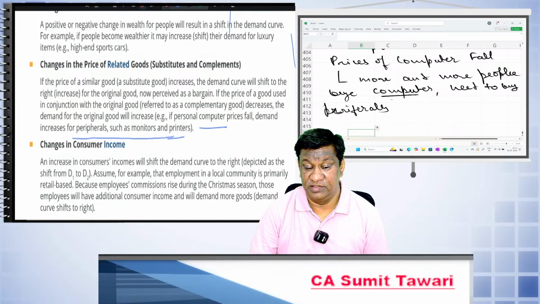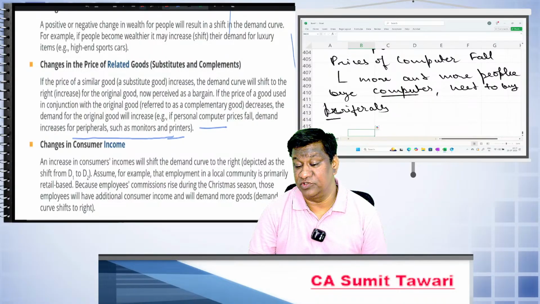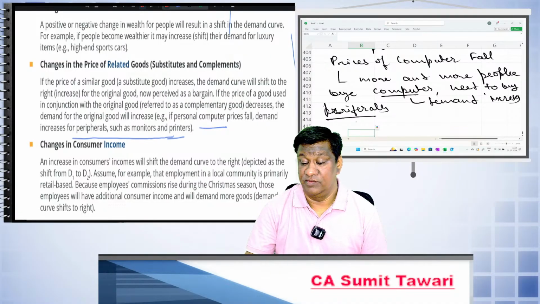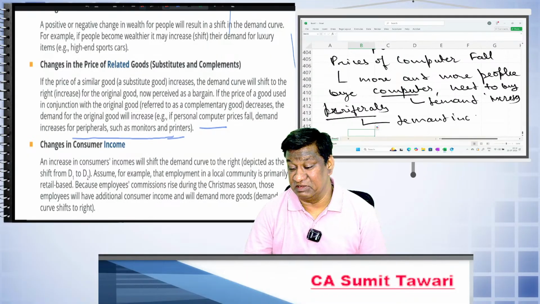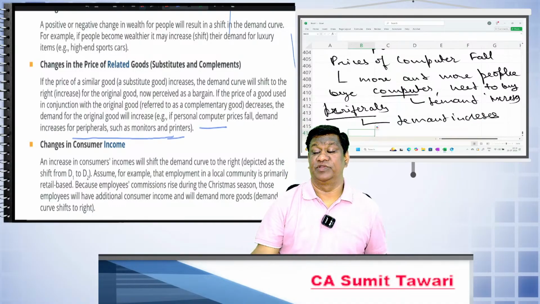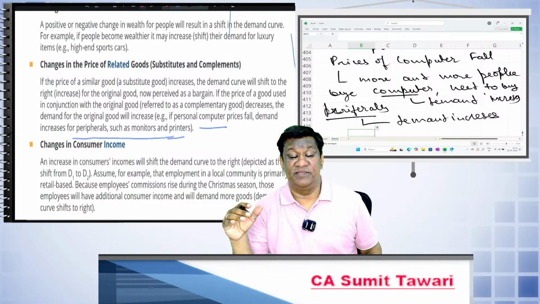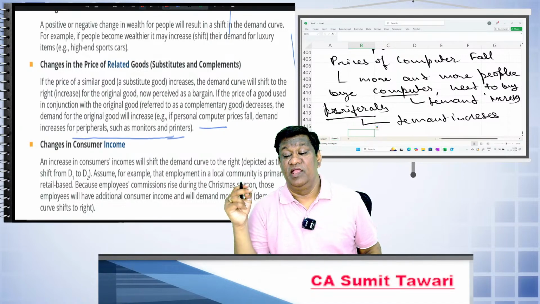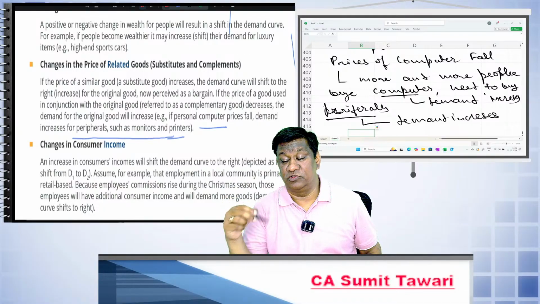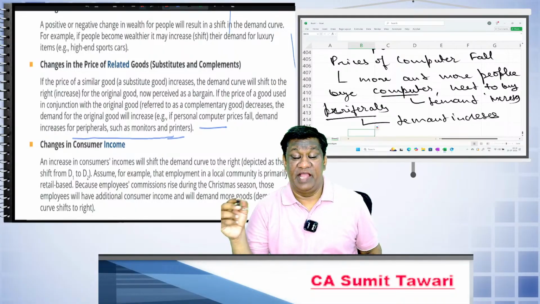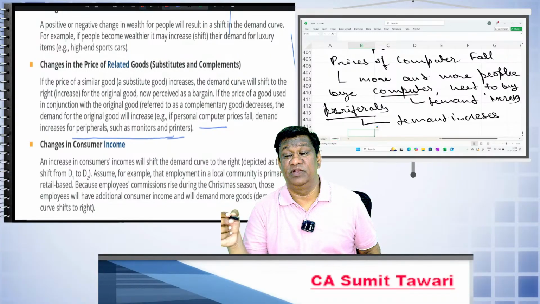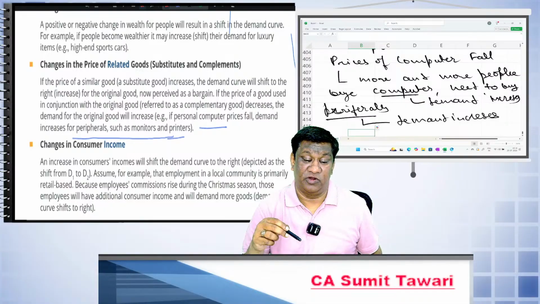Means if you're using the computer, then you need to use some peripherals as well. As the computer demand increases, automatically peripheral demand also increases. Peripherals means you can consider the speaker, keyboard, that also increases. So when there is a demand increase of a particular product and correspondingly the demand of another product also increases, then we can consider this as a complement good. And if the demand for a particular product increases which leads to a reduction of the demand of the other product, then it is a substitute.